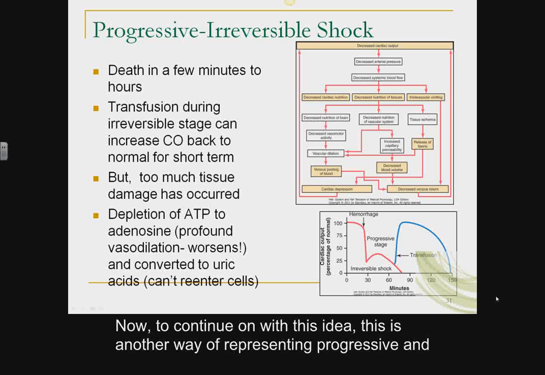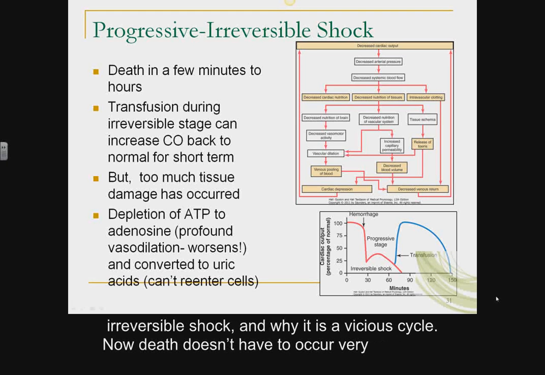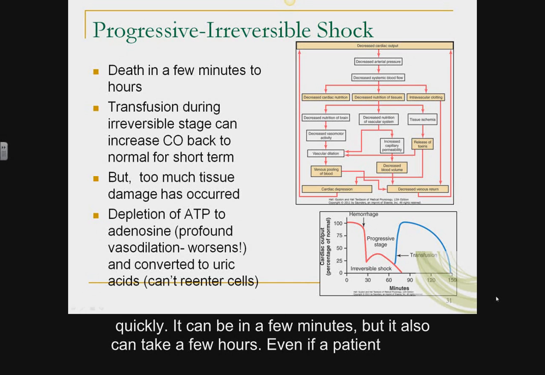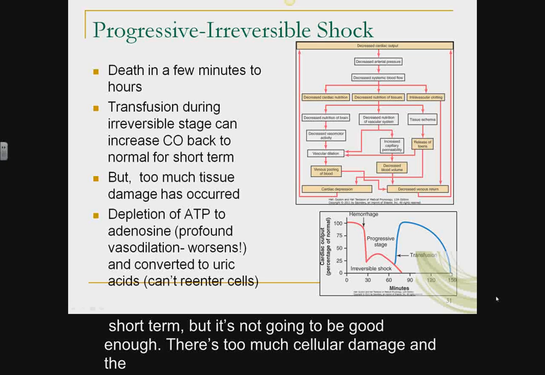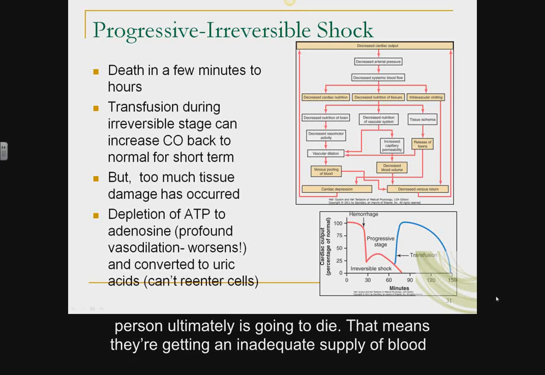Now, to continue on with this idea, this is another way of representing progressive and irreversible shock and why it is a vicious cycle. Now, death doesn't have to occur very quickly. It can be in a few minutes, but it can also take a few hours. Even if a patient receives a transfusion during irreversible shock, the cardiac output could go back to normal for short term, but it's not going to be good enough. There's too much cellular damage and the person ultimately is going to die.